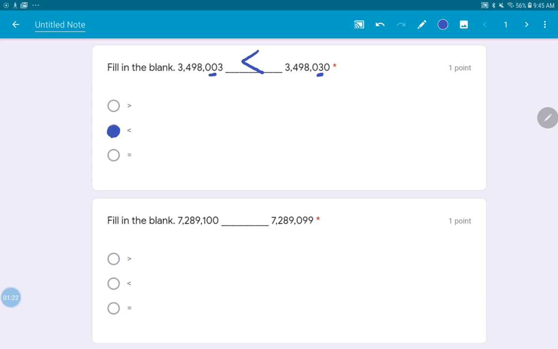Next, we're comparing 7,289,100 and 7,289,099. Olivia, how do we compare those? The 7 and the 7 is the same, so you go to the next number and it's 2 and 2, and that's still the same, and then you would go to the 8, that's still the same, and you would go to the 9, and that's still the same, and then you would go to the hundreds.